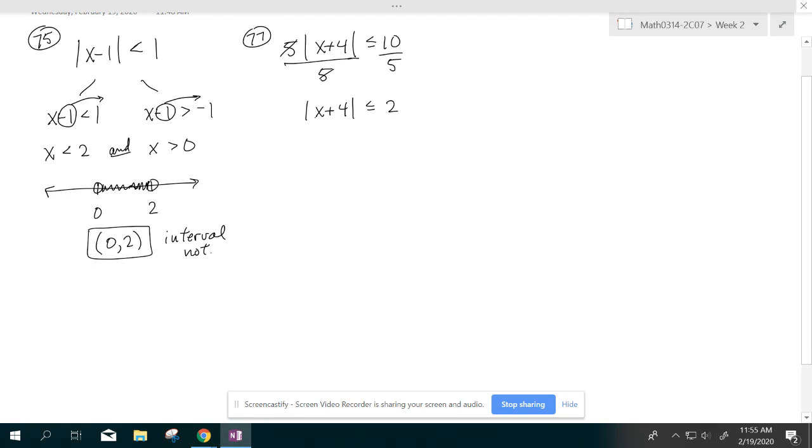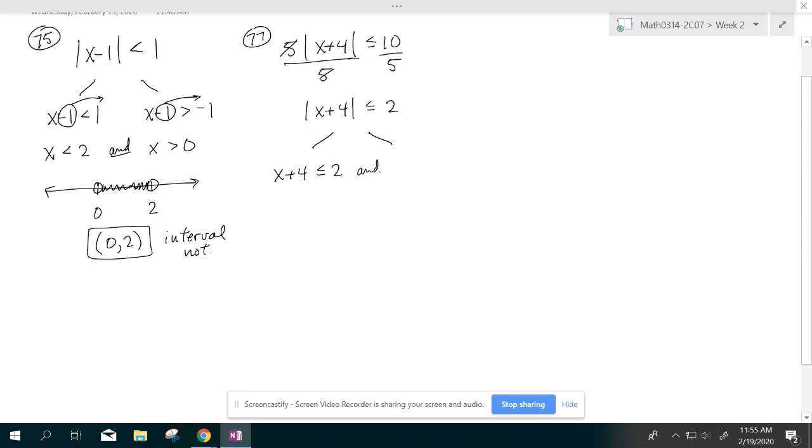Is there positive stuff less than or equal to 2? Yes. There's a lot of positive stuff less than or equal to 2. That is true, so we're going to split it in 2. x plus 4 less than or equal to 2. Is this going to be an and or an or?